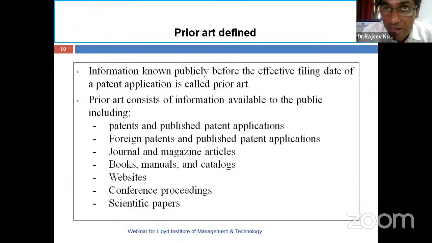The enforcement of a patent is always in a particular territory. Like if it is an Indian patent, then the right is only in India. But while assessing the novelty of an invention, the examiner will not restrict his search to the Indian continent. He will do a worldwide search to assess the novelty of your invention.